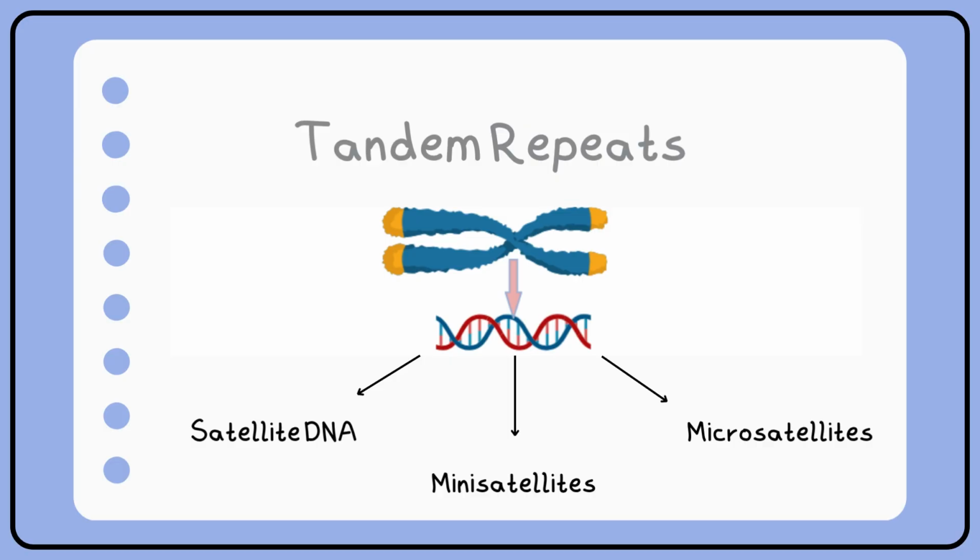And the final group of tandem repeats is microsatellites, or STR, or short tandem repeats. This group is the smallest type of tandem repeats, with units only 1 to 6 base pairs long. Microsatellites are scattered all over the genome and are highly polymorphic, which means the number of repeats differ greatly among people. So that's why microsatellites are so useful in forensic identification, paternity testing, and linkage studies.